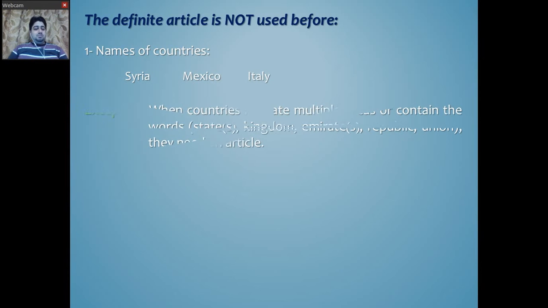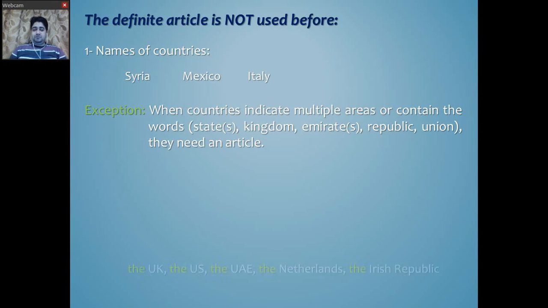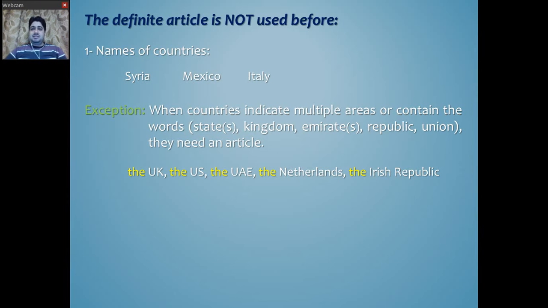But we have one exception here. When the name of the country has these words in it: state or states, kingdom, emirate or emirates, or the word republic or union. In this case, we need to add the to the name. For example, we say the UK, because the UK means the United Kingdom. So we have kingdom in the name, okay? The US, which is the United States. There is states in the name, so we use it. We don't say I'm going to UK, for example. No, we say I'm going to the UK.